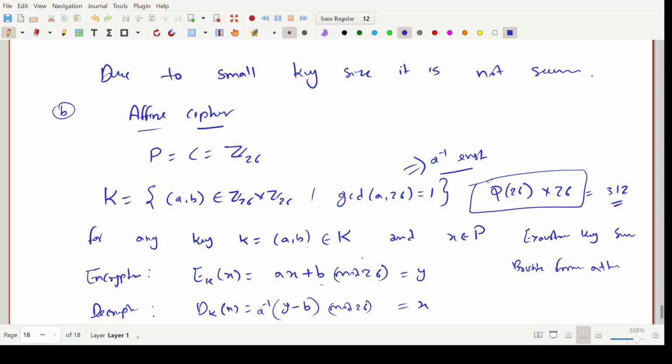And it depends on your plain text space. I have taken Z26. If you had taken Z60, then it would be more than that 312. But still, it depends on your plain text space. Okay.